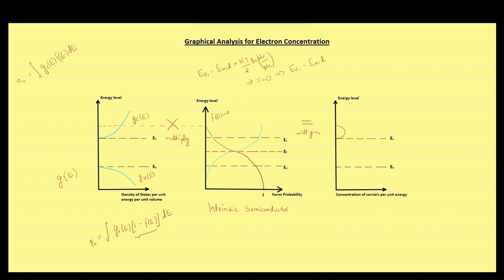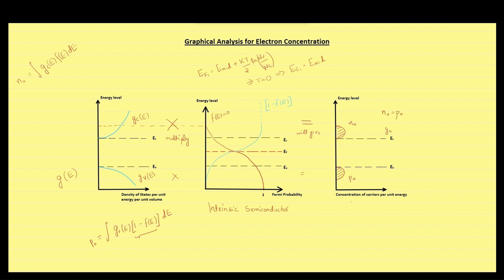Here also, we are supposed to multiply the first two functions Gv and 1 minus f, which will give the hole concentration to be like this. And since we have taken an intrinsic semiconductor, the area of this curve will be equal to the area of this curve, as the area of the upper curve represents free electron concentration, whereas the area under the lower curve represents the hole concentration. And also, for an intrinsic semiconductor, both concentrations are equal.